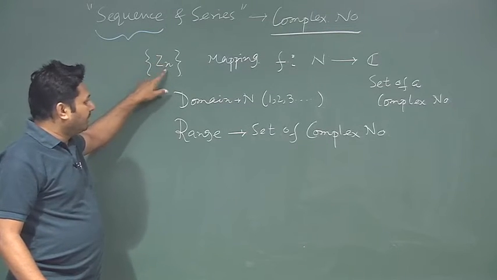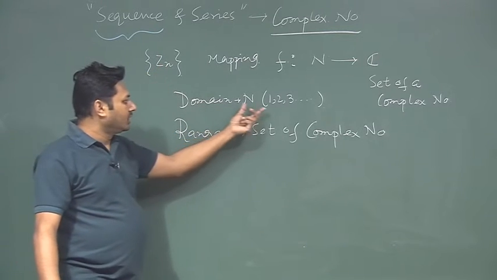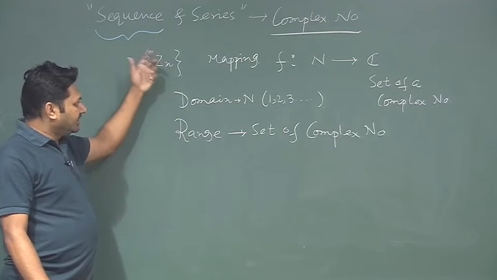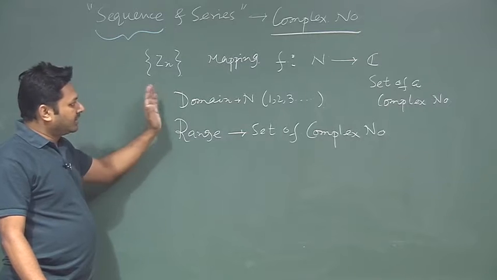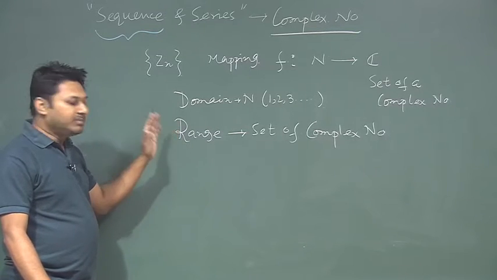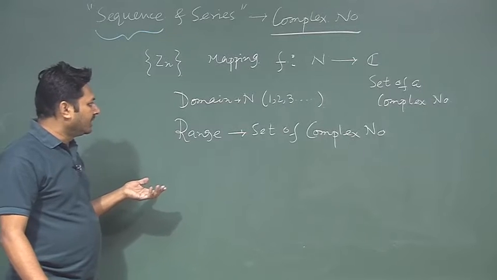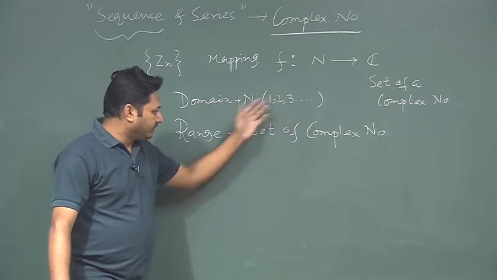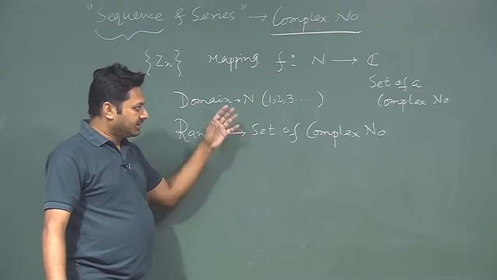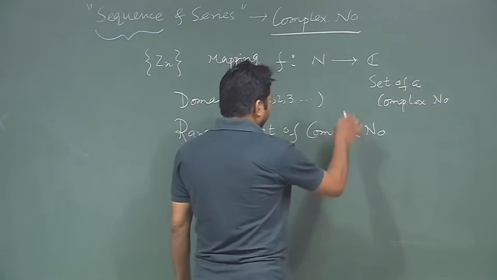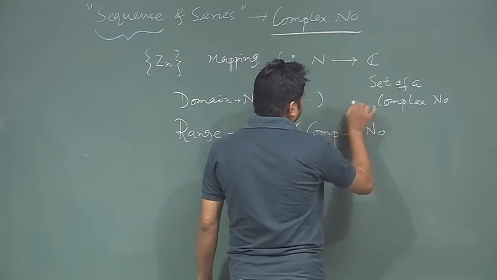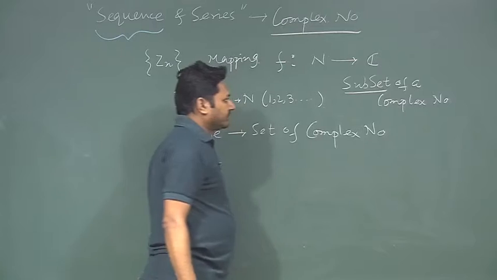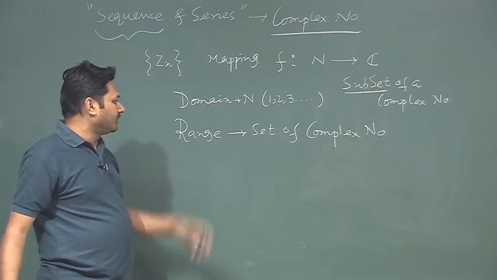So, I will change this number 1, 2, 3, 4, which is related to n, and as a result every time I change this number I will generate new complex numbers. It may be repetitive, it may be non-repetitive, and these new numbers are the range, which is a subset of the set of complex numbers. Whatever I am getting is some subset, some amount of complex numbers.